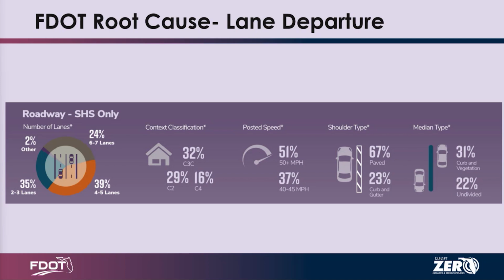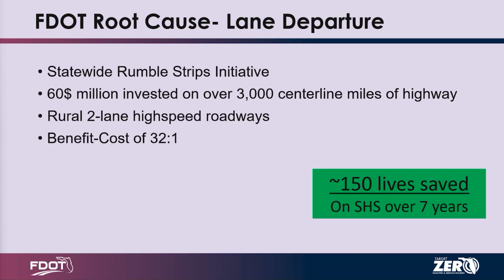But what this actually led to, and I did want to highlight, is the statewide rumble strips initiative, which put $60 million invested in over 3,000 centerline miles of highway. The risk factor that was identified was your rural 2-lane high-speed roadways. And those rumble strips had a benefit cost of 32 to 1 and are estimated to save 150 lives over the 7-year service life of those rumble strips. So a great initiative and a strategic implementation of statewide funding. And we are now looking at evaluating some more countermeasures to make some similar statewide implementations.